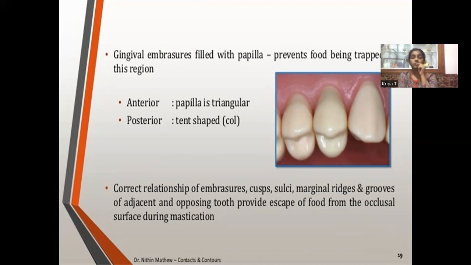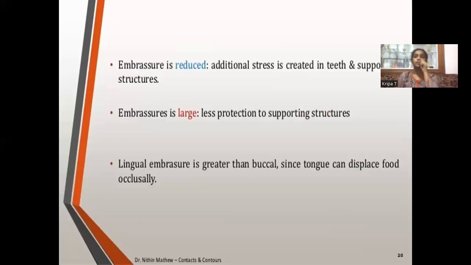The correct relationship of embrasure, cusp, sulci, marginal ridge, and groove of adjacent and opposing teeth provides a proper escape or spillway for food when you masticate. If the embrasure space is reduced, there is additional stress created in the tooth and it affects the supporting structures. If the embrasure is too large, food gets entrapped and there is more damage to the supporting structure. The lingual embrasure is greater than the buccal since the tongue can displace food occlusally.